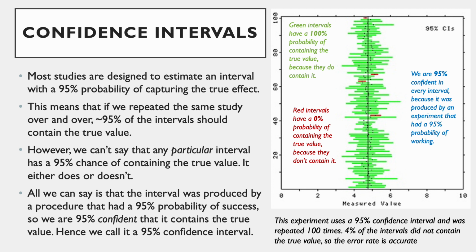On the right-hand side of the slide here is a situation where they actually did repeat an experiment, a 95% confidence experiment, 100 times. And as you can see, 4 of the 100 intervals that were created actually did miss the true value. So what can we say about those intervals? The green intervals have a 100% probability of containing the true value because they do, and the red intervals have a 0% probability of containing it because they don't. But every interval that's listed here is a 95% confidence interval because it was produced by a procedure that had a 95% probability of working.